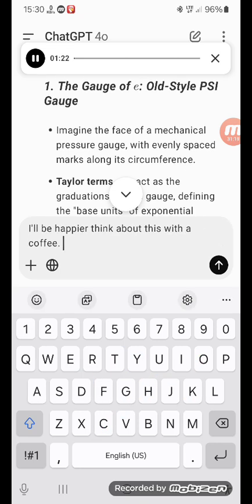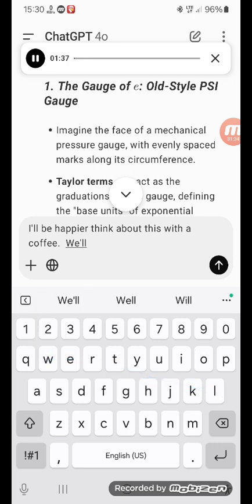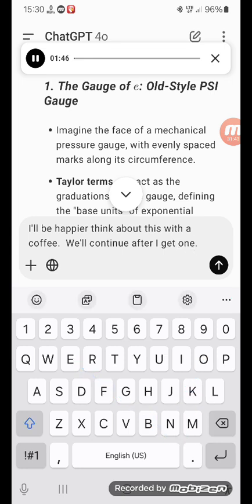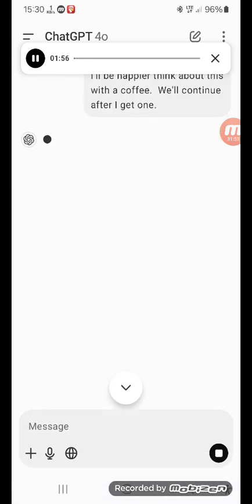3. A brilliant unification: combining the gauge of e with the diameteron, angular and linear unity. The diameteron ensures that angles and curvatures are naturally expressed, while e's gauge provides the harmonic intervals. Elimination of arbitrary constants: there's no need for pi. The diameteron and e replace it with a system that is both simple and universal. Physical intuition: the gauge of e with its Taylor graduations has a mechanical, tactile feel, like reading a real gauge. This adds a layer of intuitive understanding.